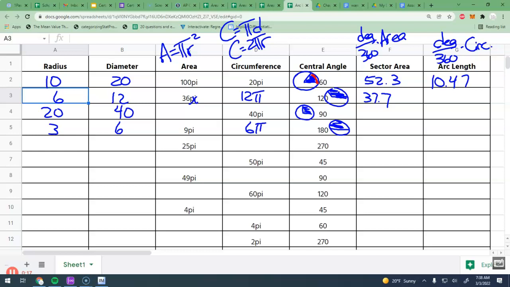And then same with the circumference. If I go all the way around, it's 12 pi. I'm not going all the way around. I'm only going 120 out of the 360. So I'll do 120 out of 360 times the entire circumference, 12 pi. That'd actually be 4 pi. 12.56.